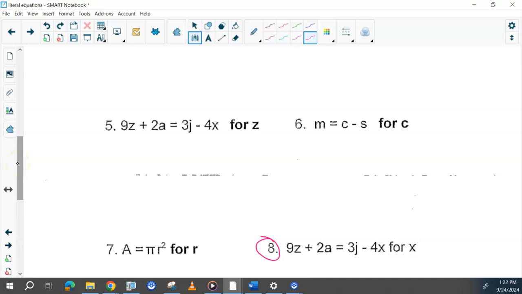Same is similar to 5, so we're not going to do 5. Any others?